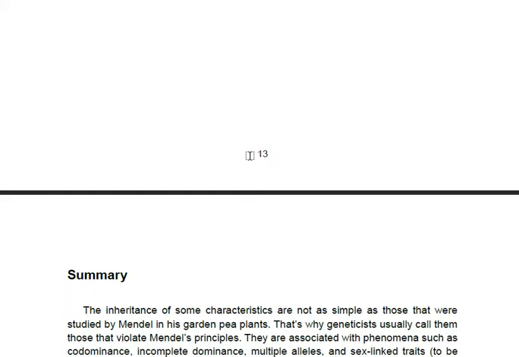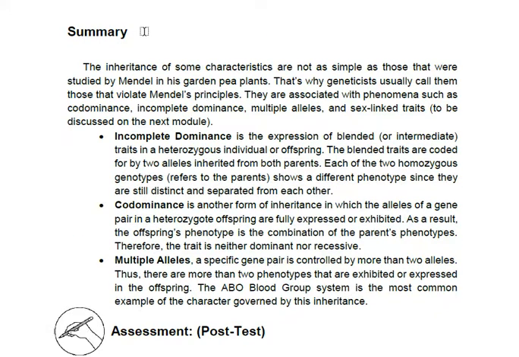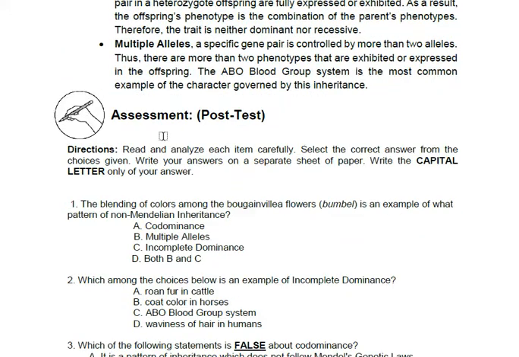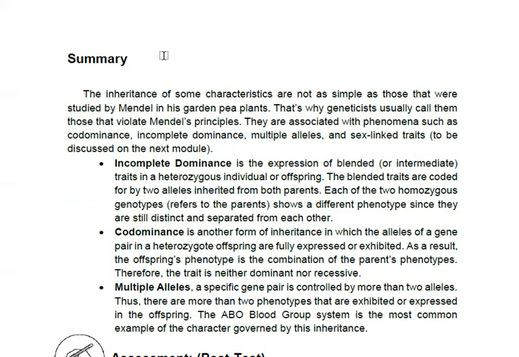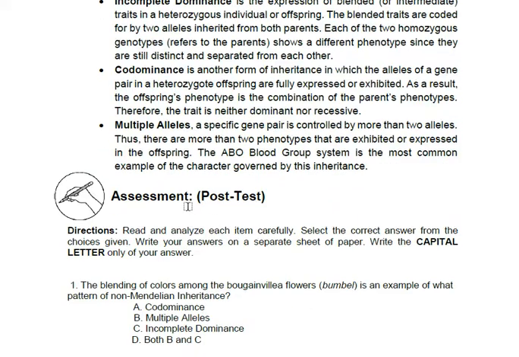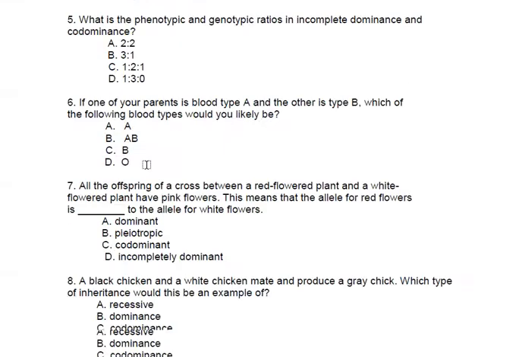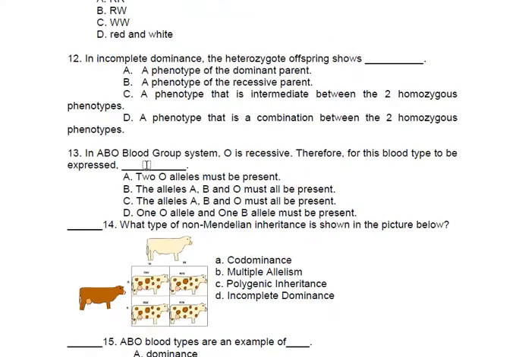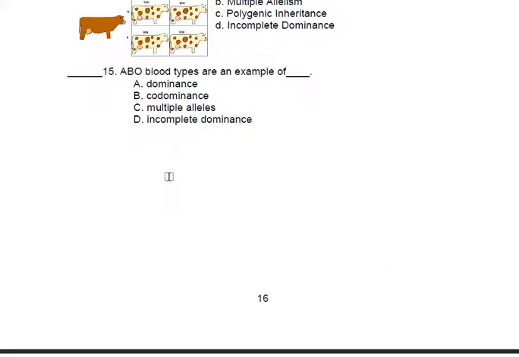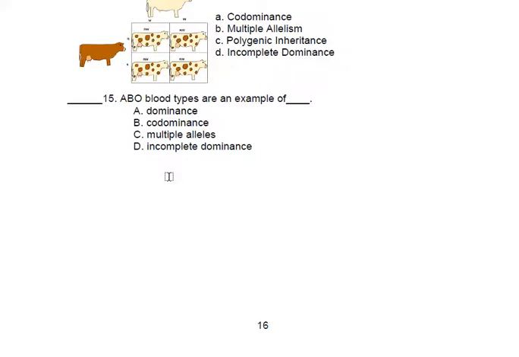Alright. After doing this, you read the summary and then answer your post-test. Basahon ni siya and then answer the post-test. Again, write the capital letter of your answer. Write it down on your yellow pad paper. This is 15 items. Okay? Alright. Now, before I leave, I want you to watch this short video about multiple alleles. Okay?